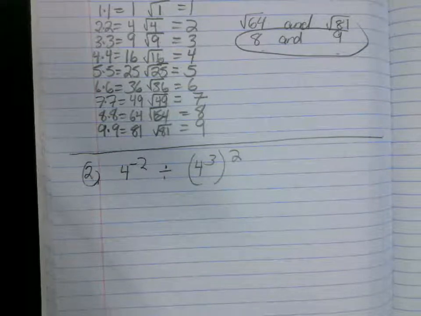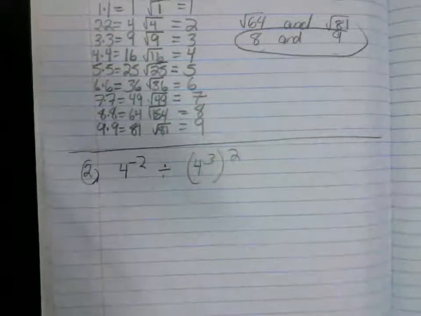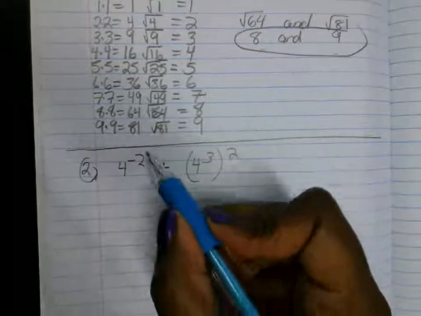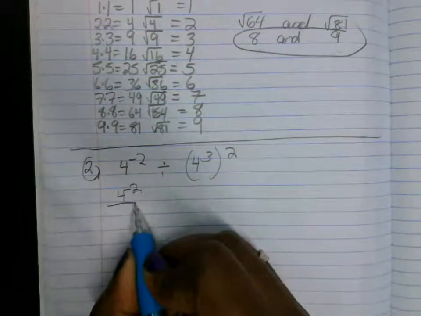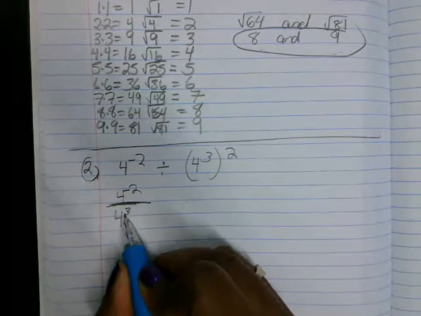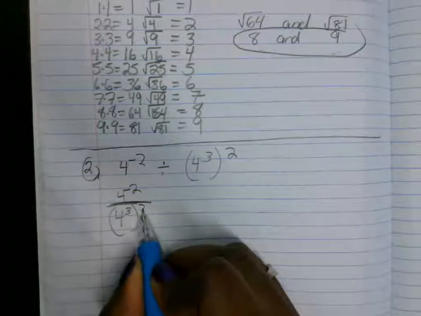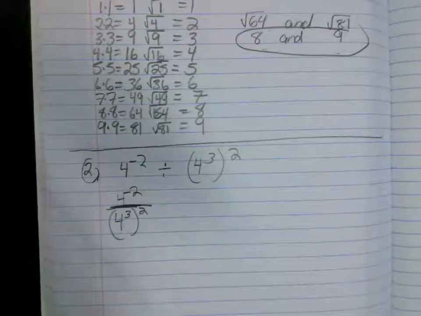All right, this is how you would solve this problem. Rewrite it so that it looks like what we've already covered. This is division. This is on top, the fraction, divided by, this is on the bottom of the fraction, 4 to the third, and we're raising this to the second. This is how we're used to seeing that. Please write it as such.